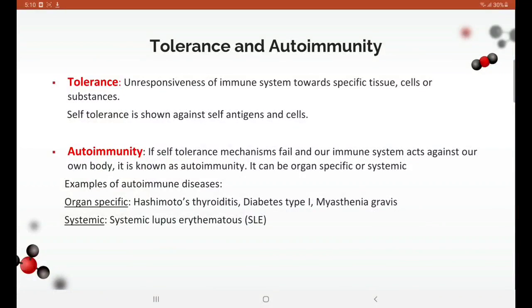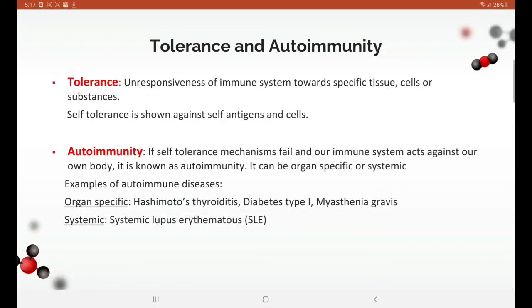As we all know, our immune system is very finely tuned. It is running around the clock to prevent foreign particles, but at the same time, it is surrounded by self antigens. Our immune system does not mount a response against our self antigens. This unresponsiveness of the immune system towards specific tissues, cells, or substances is called tolerance. When this tolerance is shown against our own cells and our own antigens, it is called self-tolerance.